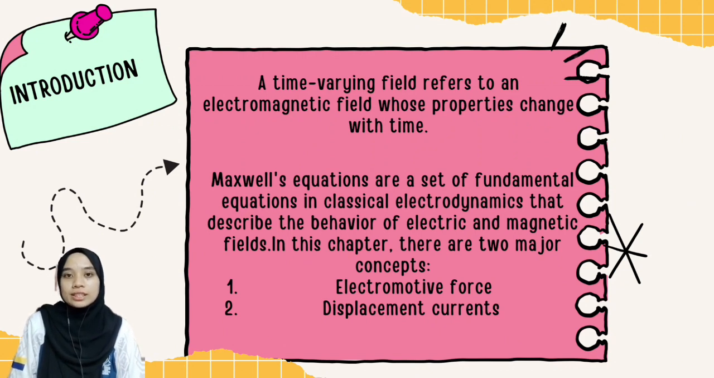For the introduction, a time-varying field refers to an electromagnetic field whose properties change with time. It is a fundamental concept in electromagnetism, and the behavior of such fields is described in Maxwell's equations. Maxwell's equations are a set of fundamental equations in classical electrodynamics that describe the behavior of electric and magnetic fields. In this chapter, there are two major concepts. First is electromotive force and second is displacement currents.